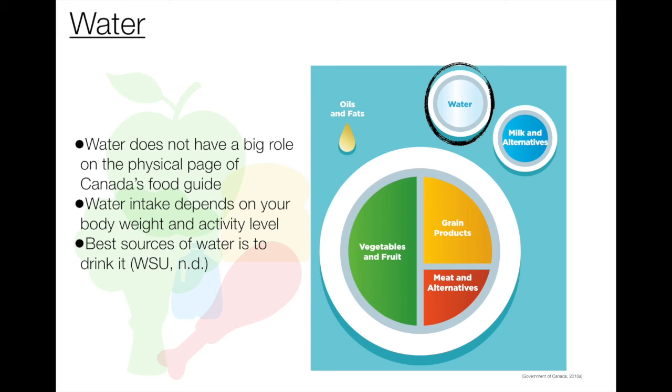You should be drinking at least 8 cups, but that can vary depending on how active you are, the weather, things like that. Our bodies are made of water. They're 60% water, so it's a very important thing. You can get water from eating fruits and vegetables, but the best source of water is to drink it.